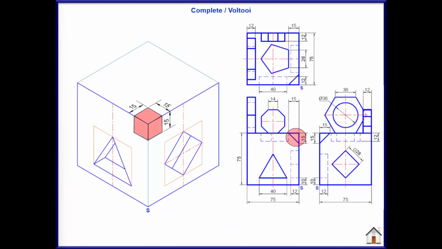We can clearly see the dimension of 15 millimeters that we will need to measure from the top of the cube towards the bottom. So we will measure 15 millimeters towards the bottom and 15 millimeters towards the front edge. Those two edges will then be connected.